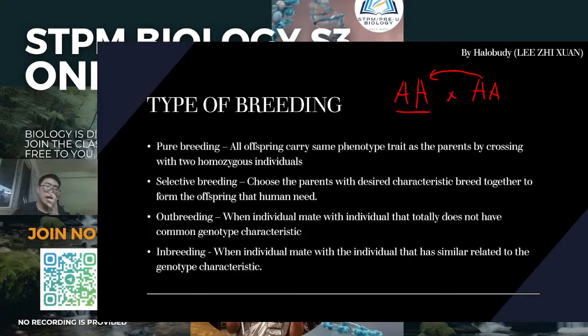So to breed a very beautiful cat, normally they will use selective breeding. This can ensure that the cat we produce will have the desired characteristic we want. We want beautiful ones. So we choose parents that are really beautiful, really handsome cats, then they breed together. Normally the offspring they produce is also very beautiful or handsome. They use it like this.